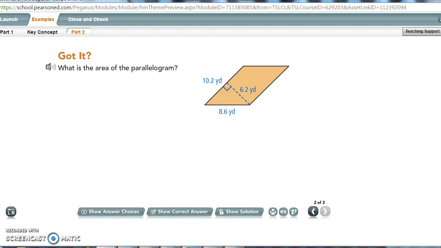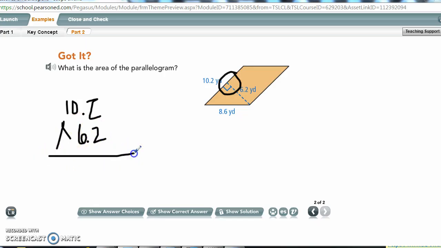What is the area of the parallelogram? So go ahead and look right here. Okay, that's going to help us out. So I know that it's going to be 10.2 times 6.2. So go ahead and solve that in your notes. Show all of your work. Make sure you put yard squared as your label. And you may go ahead and start your homework.